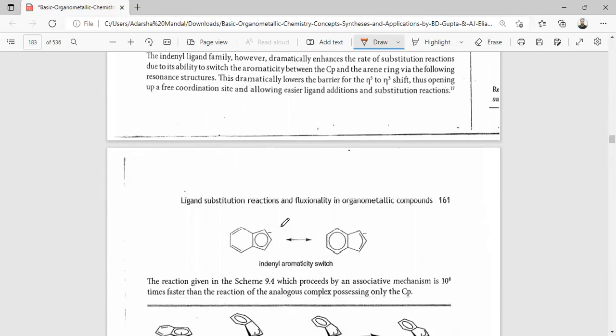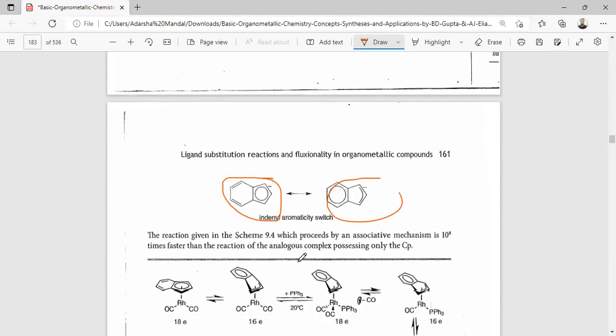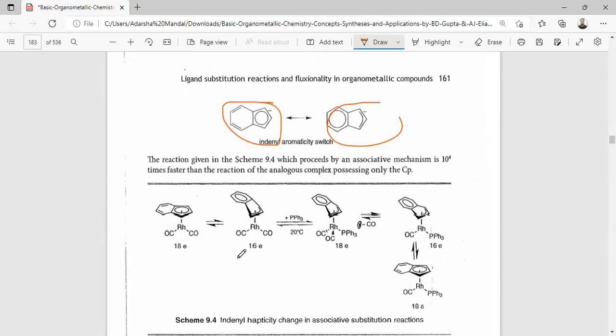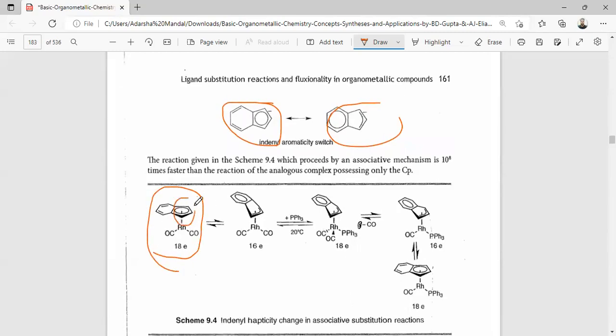So it is indenyl here. This can be in the eta-5 mode or in the eta-3 mode. The reaction given, which proceeds by the associative mechanism, is 10 to the power 8 times faster than the reaction of the analogous complex possessing only a Cp ring. So here, in this rhodium complex, an 18 electron complex, the Cp ring is in the eta-5 mode. When it follows the associative mechanism, the Cp is converted to the eta-3 mode, then the PPh3 ligand comes in and CO dissociates to form this 16 electron complex, then this eta-5 18 electron complex is formed.